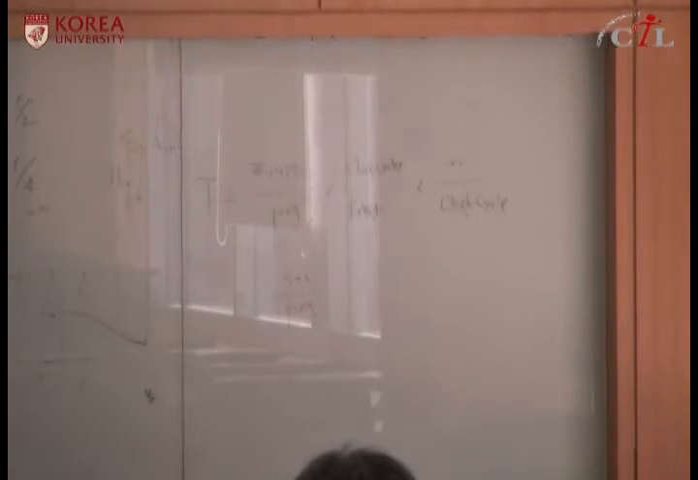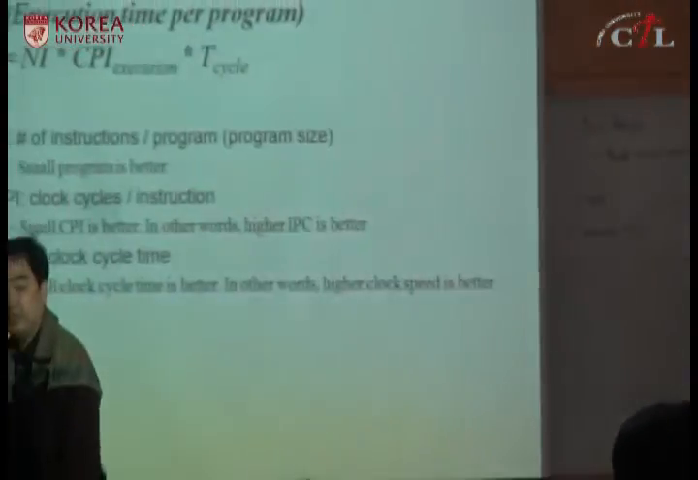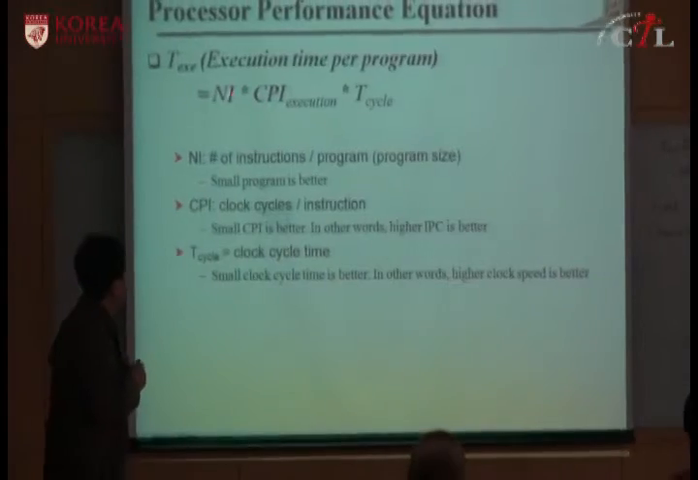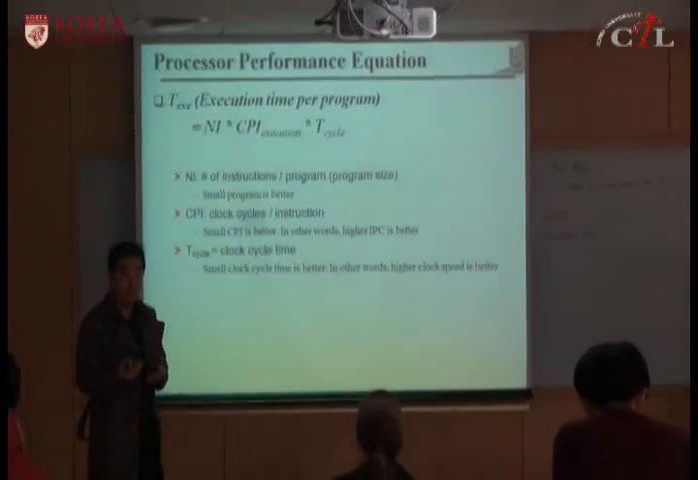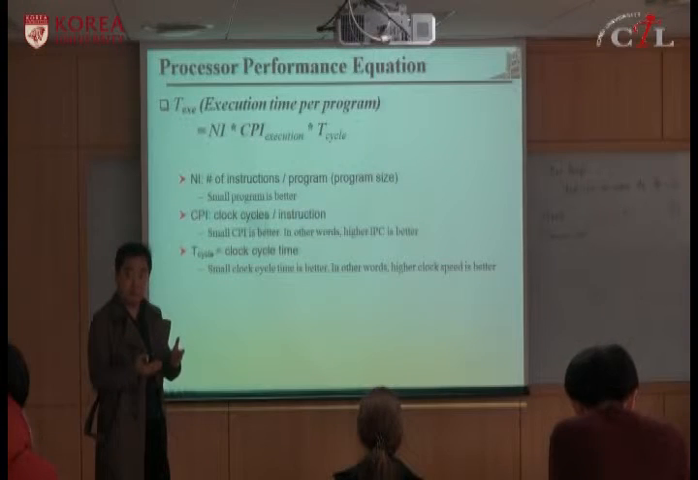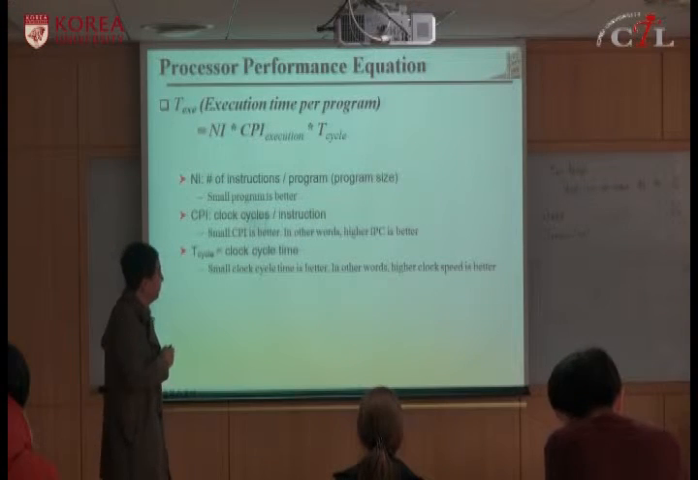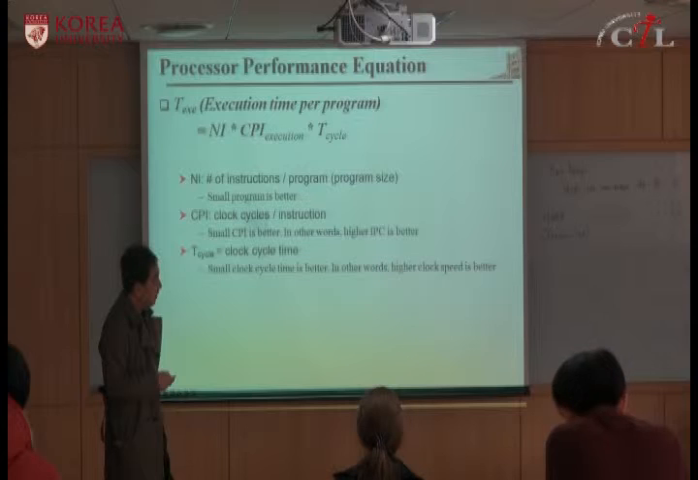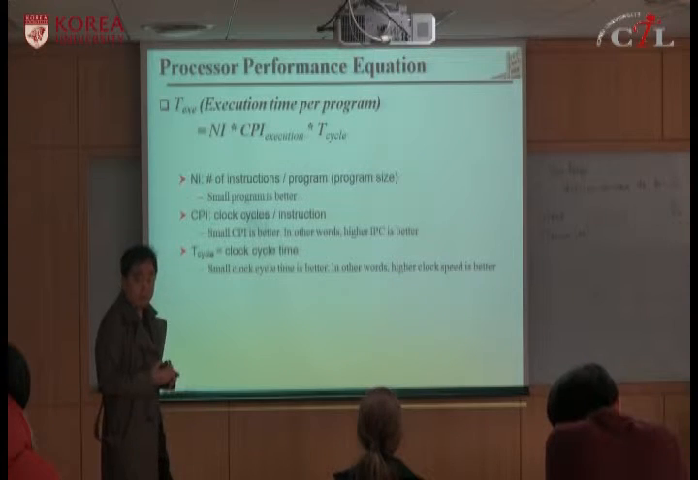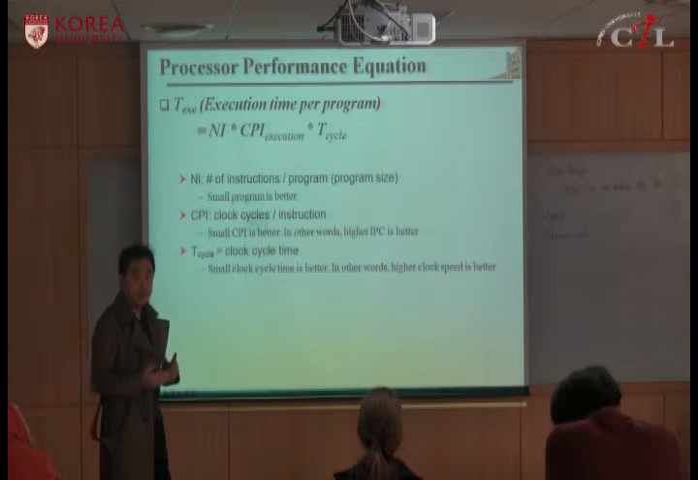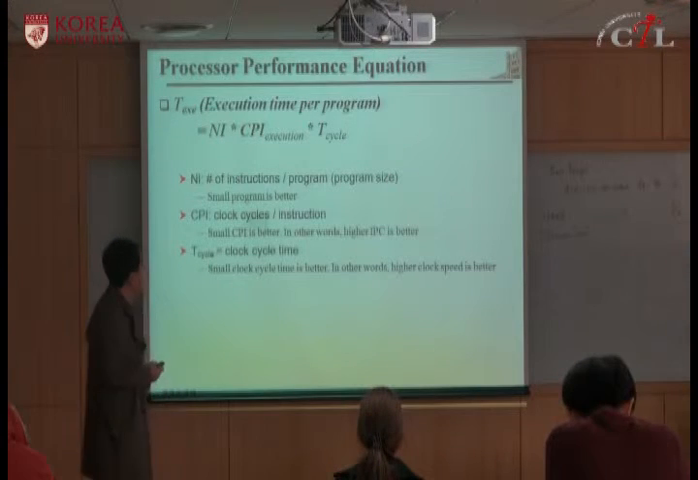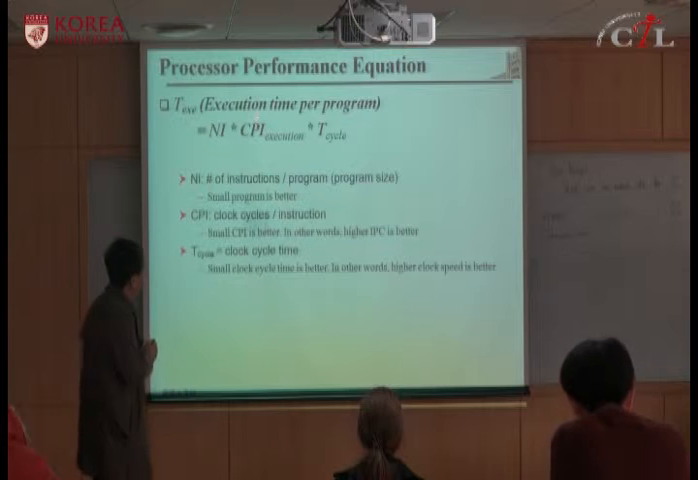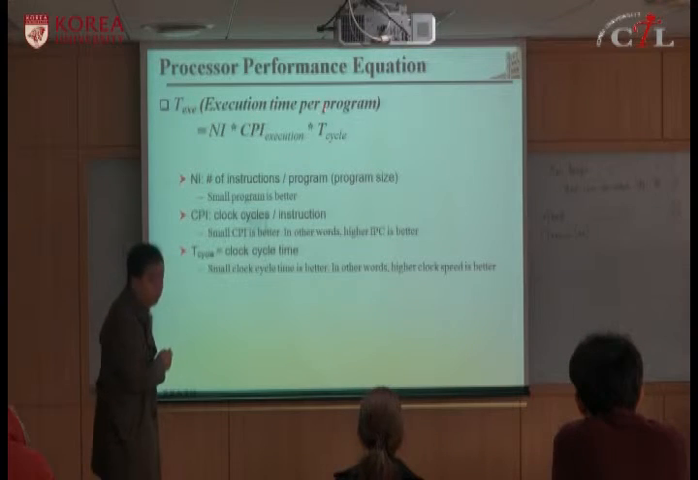So to increase your performance, you have to decrease your execution time. To decrease your execution time, you have to decrease your program size. That means it depends on the compiler, how you produce the instructions. If you generate a small program, then you have fewer instructions to complete, so the program will finish earlier. Or you have to decrease your CPI, or you have to decrease your clock cycle time.